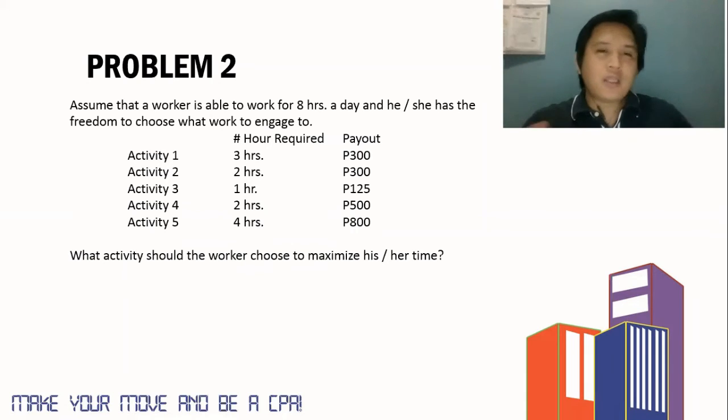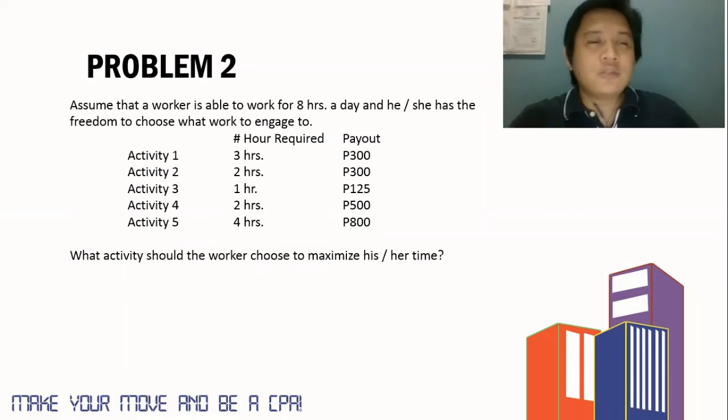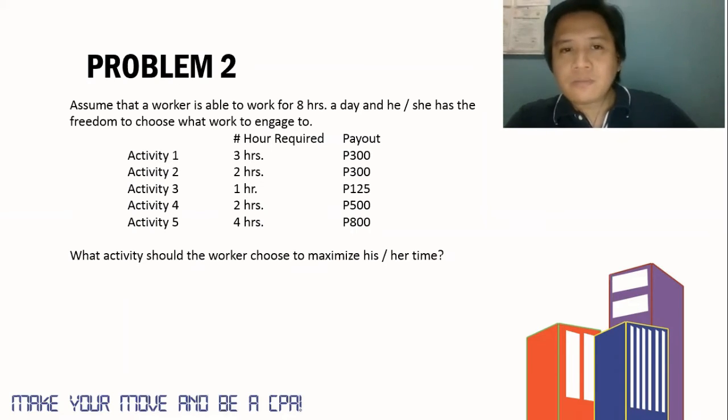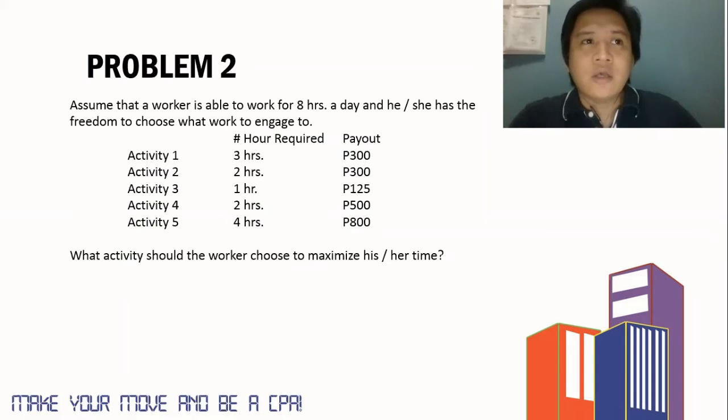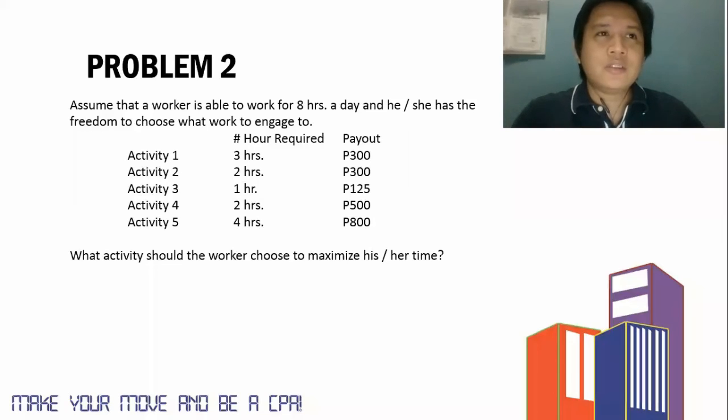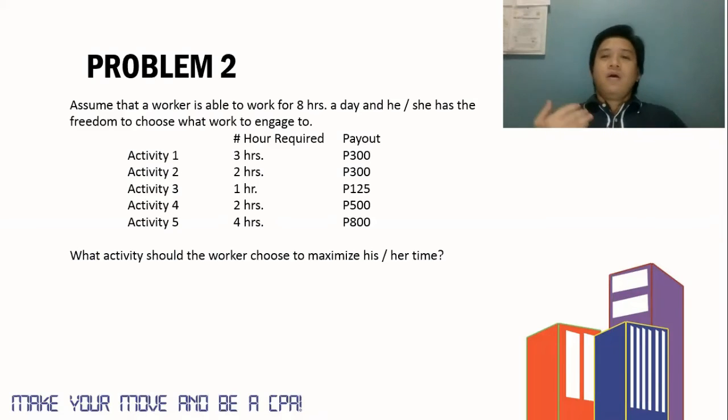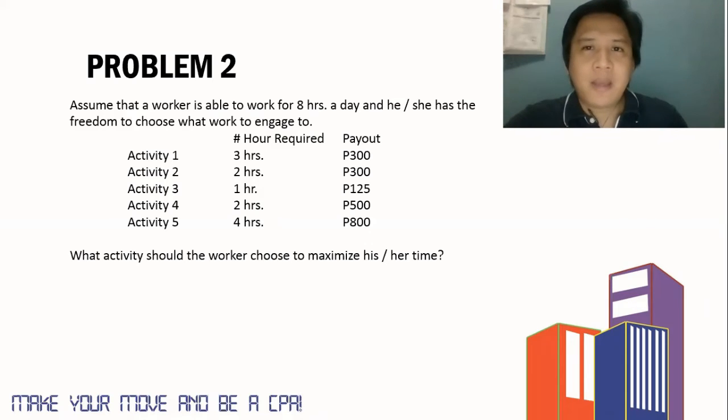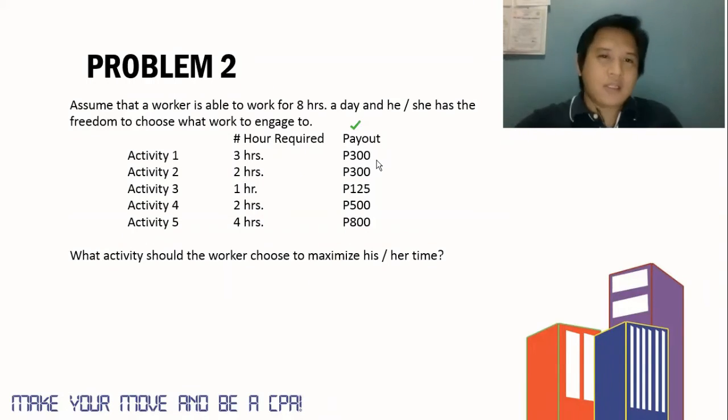Okay? So sa 8 hours, the issue here is there is a constraint on time. We only have 8 hours. So dun sa 8 hours na yon, we can maximize the 8 hours if we can see the amount of payout, since dito, we are given the payout. Okay, on this column, the payout. And in this column is the hours required.